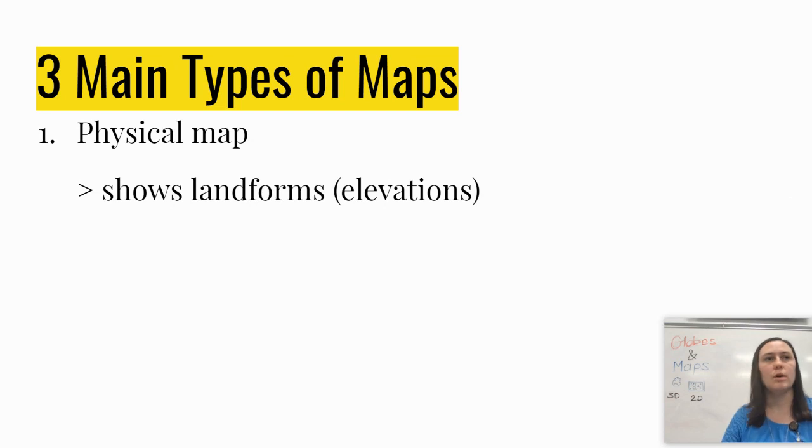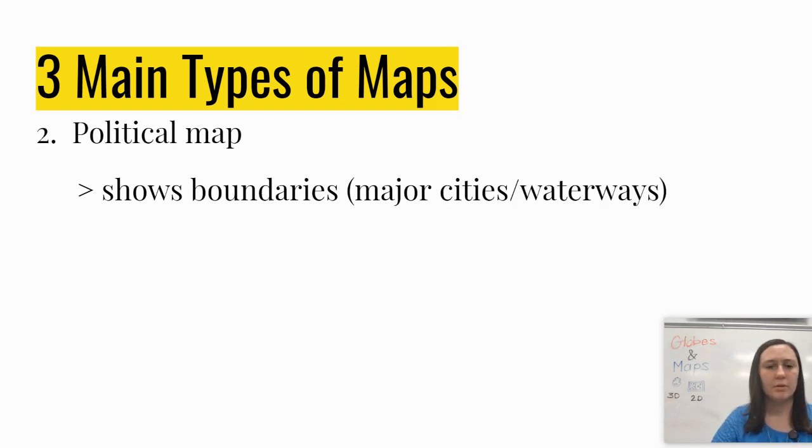If you're looking at a physical map of the United States, you may see a certain place colored dark green and another place colored yellow. That's based on elevation. So if they have high mountains, low valleys, or plains, things like that. Next, we have a political map.